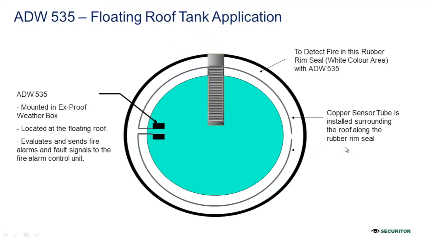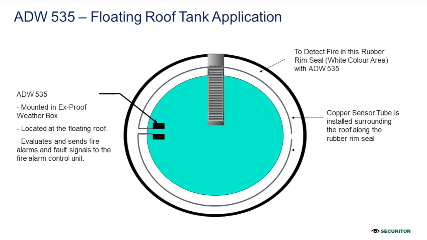Now, hold on, guys. Okay, so in terms of solution, what you can see on the screen is the roof tank from the top view, and the detector fire, and the rubber rim seal is the white color area that you can see, and the ADW is placed on top of the roof tank itself, mounted on the X-proof weather box. The question earlier about weather issues can be solved by putting it into a weatherproof box, as well as that box has to be explosion proof.